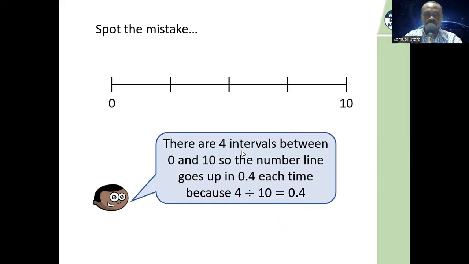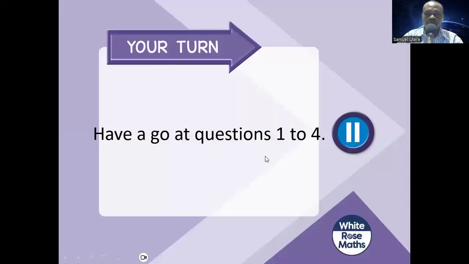All right. So now what you've learned is what intervals are. So you know what an interval is if you see one. You've also learned the method of how to find each interval. First you work out the difference between the two ends of the number line, and then you divide that number by the number of intervals you have on your number line.